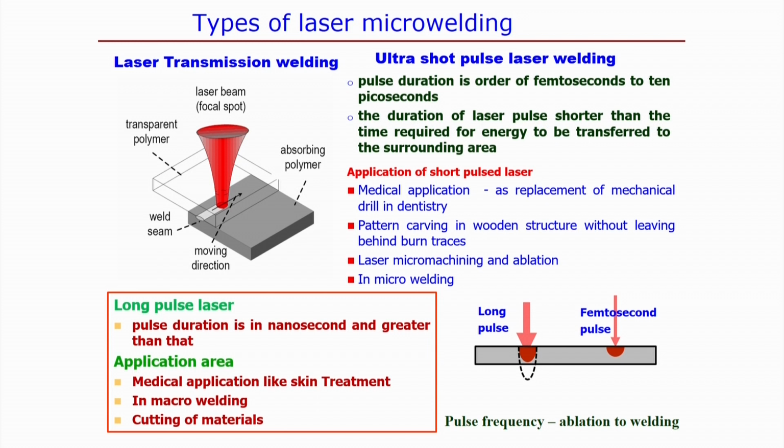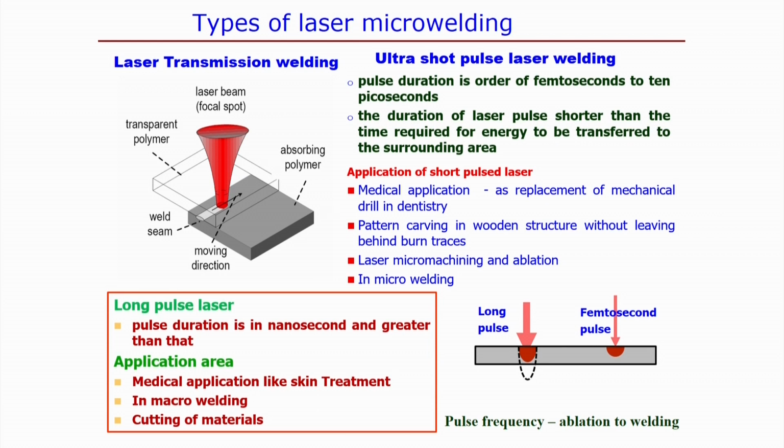But as compared to that, for long pulse laser the pulse duration is nanosecond or greater. The typical applications of that type of laser are medical applications like skin treatment and macro-welding processes. Of course, long pulse laser can also be applied in micro-welding processes and cutting of materials. These are the typical applications for the long pulse laser.